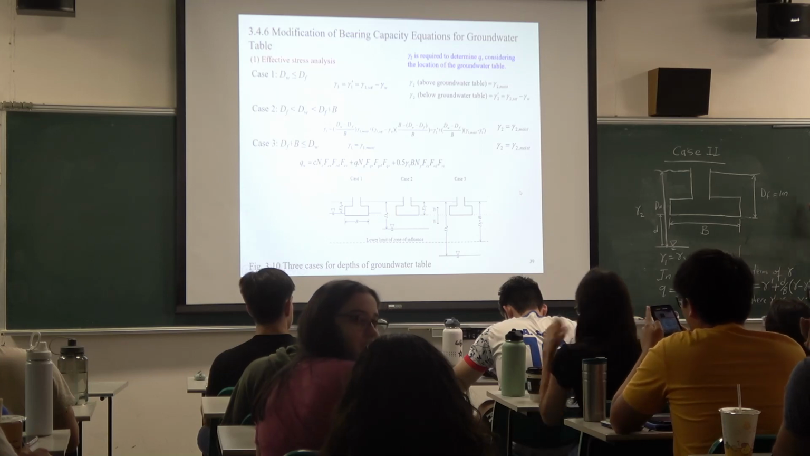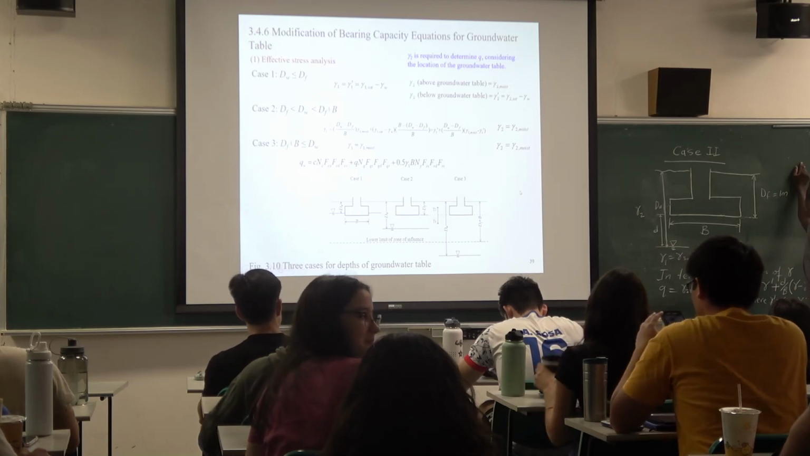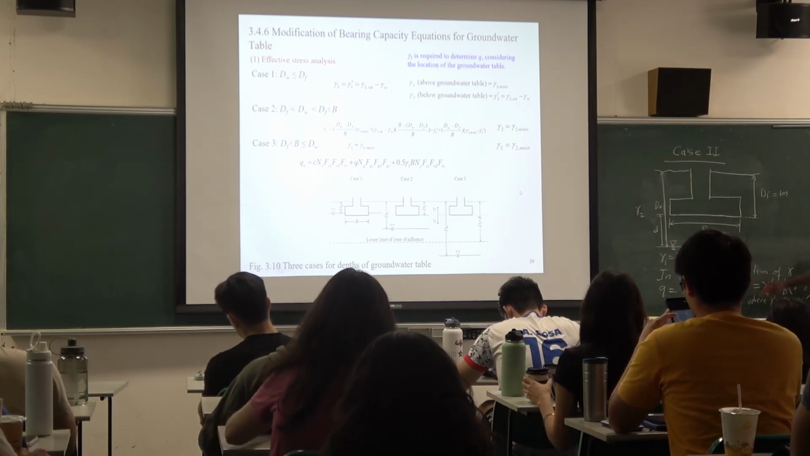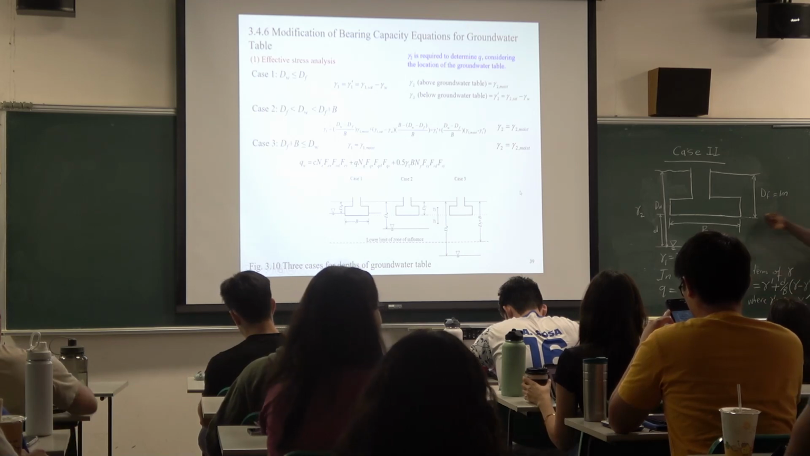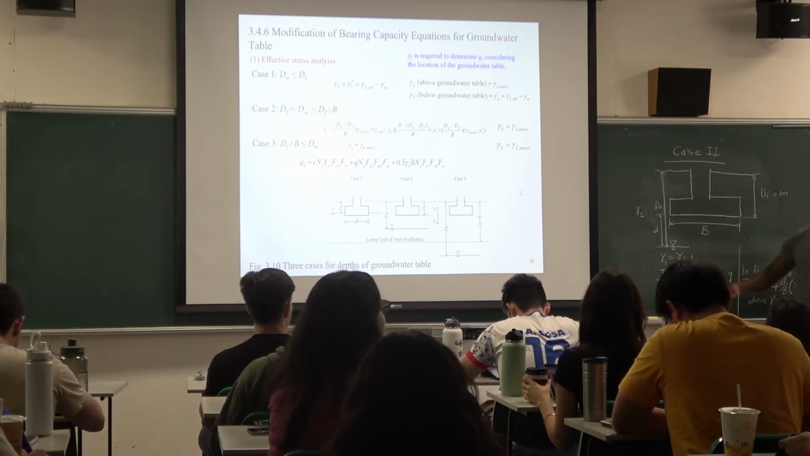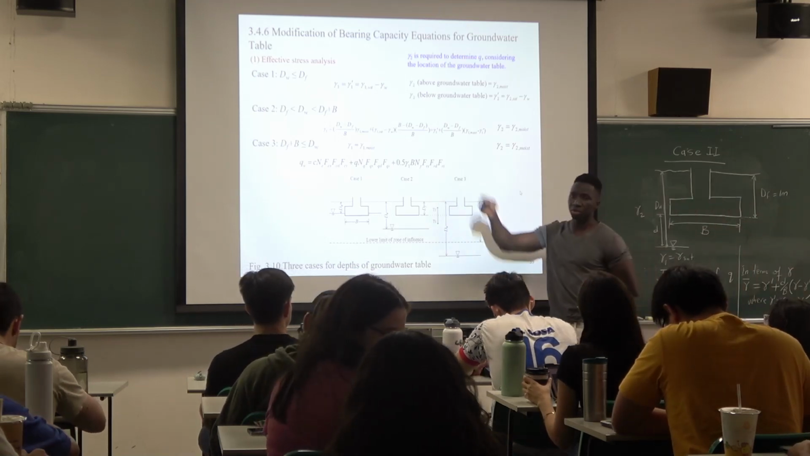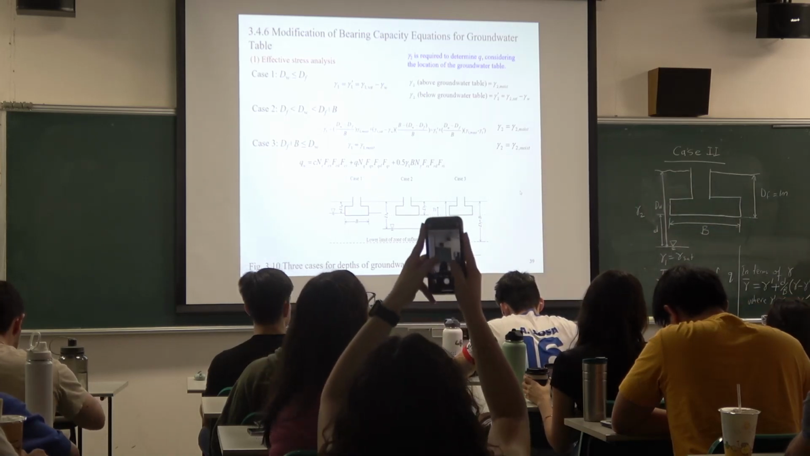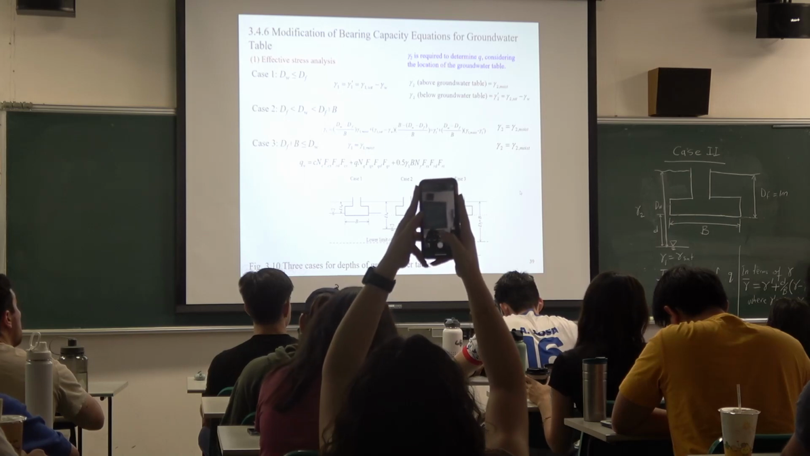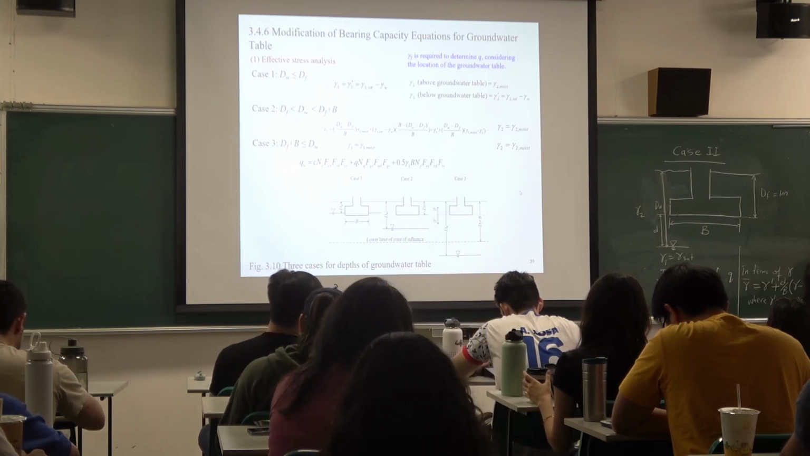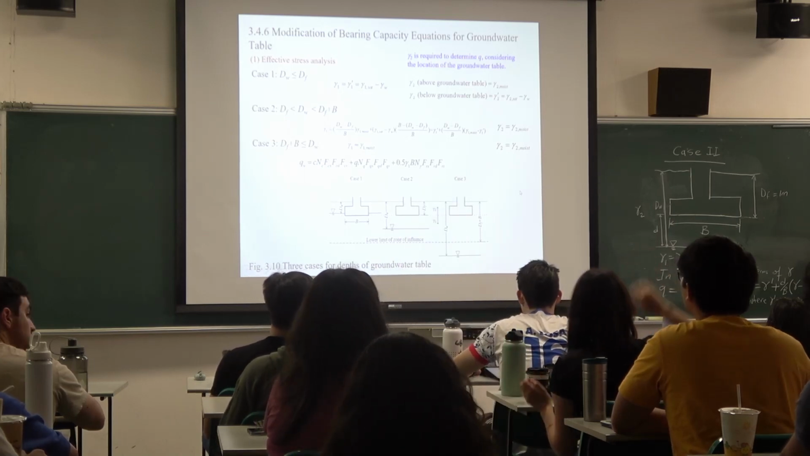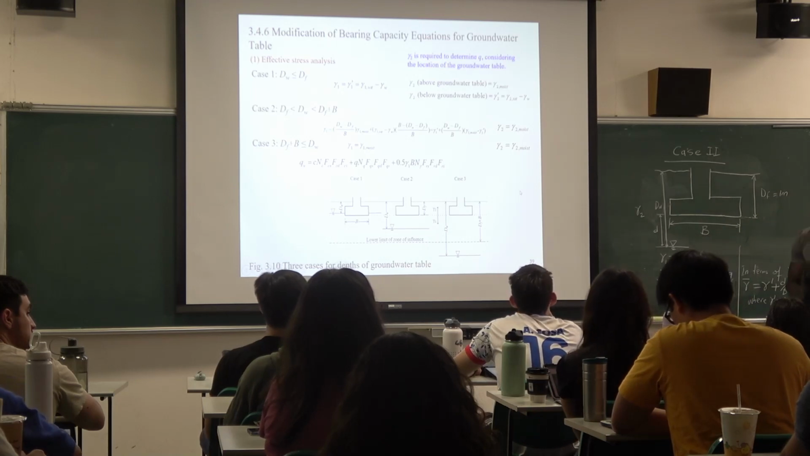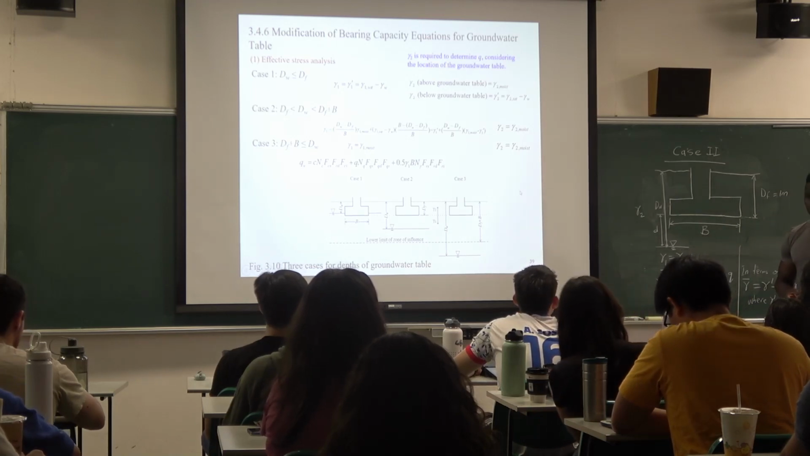Okay, so any questions about this figure or how do we find the Q, that is the stress at this point, and then how we find the gamma for this equation? Any questions? Can you explain again why we need gamma equivalent in this case?